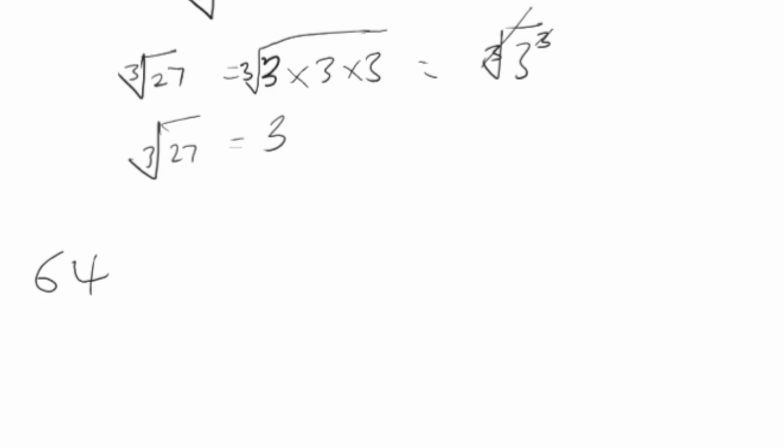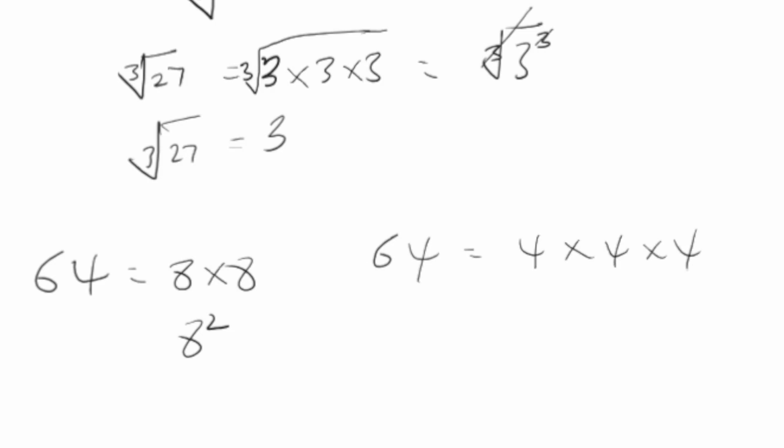So 64 is a perfect square of 8, because 64 is going to be 8 times 8, which is 8 squared. So 64 is a perfect square. The same 64 could be a perfect cube of 4, which will give you 4 times 4 times 4, which is 4 cubed, which is also 64. So 64 is a perfect square and a perfect cube.